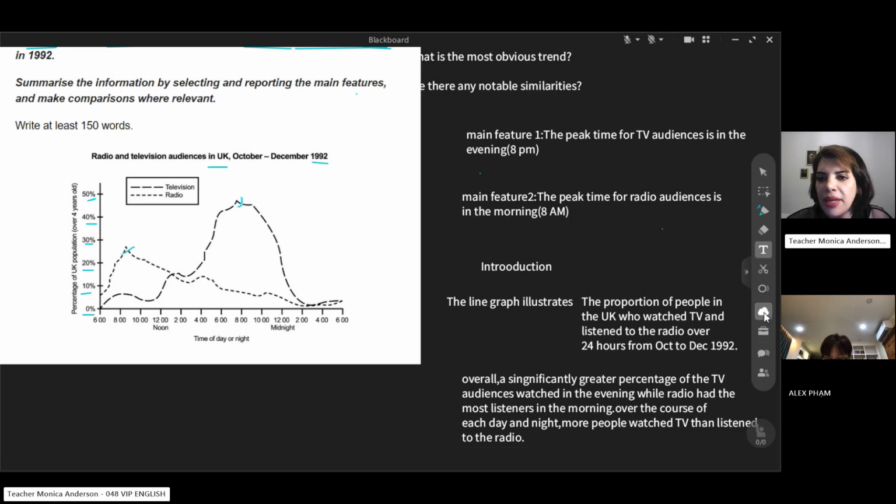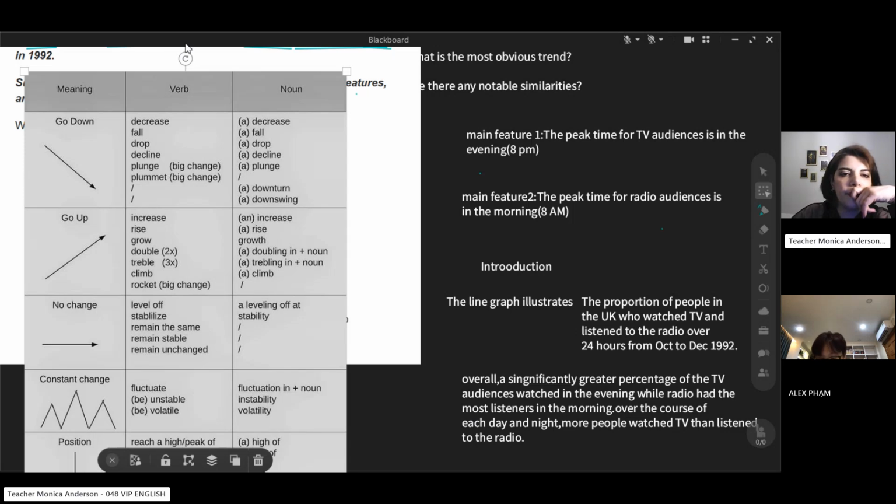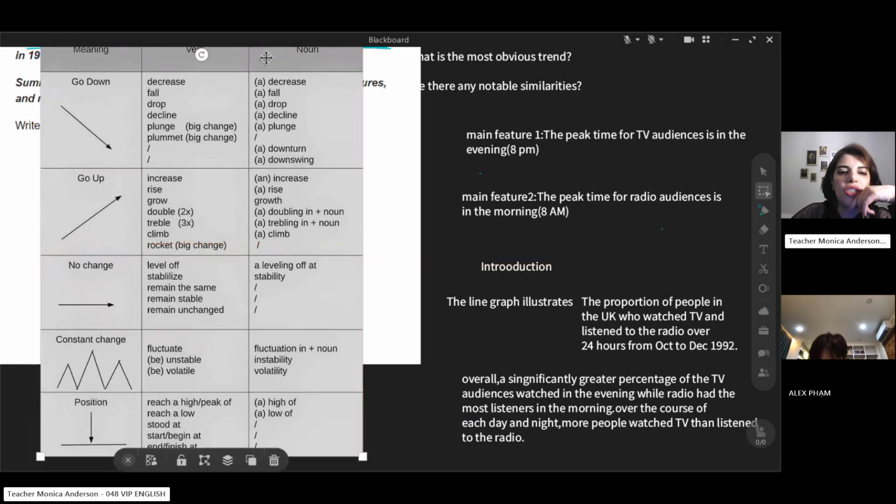Now let me show you something. Okay, here, look, because you will need it. Look, for example, do you remember we talked about increase, decrease? Because now we need, if there are any fluctuations, so as you can see this way, or if we have rise, if we have fall, so there are different words that you can use, and that's really important to use them. The language of writing task 1 is different from writing task 2.